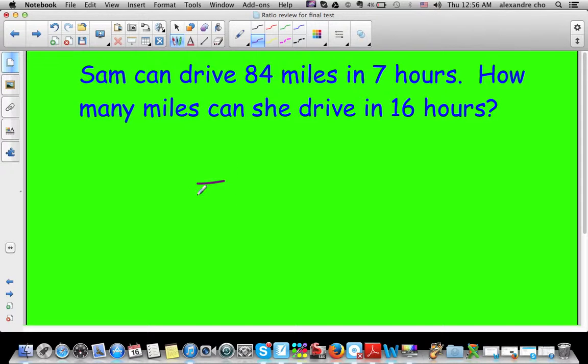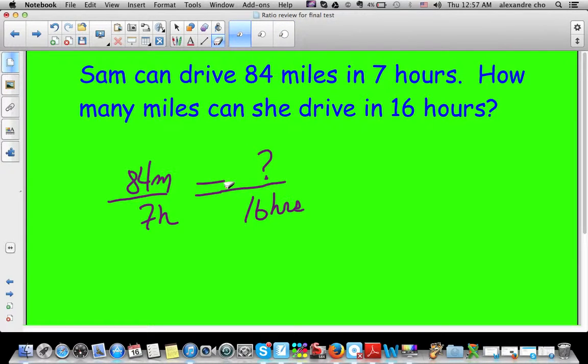All right, so you're setting this up, and you're given that she can drive 84 miles in 7 hours. And you want to know how many she can drive in 16 hours. And that's where the question mark goes. All right, as it is, I am pretty sure nobody found a relationship between 7 and 16. Nothing works with 7 and 16. I highly doubt it. Even if it's a decimal, it's not going to be a nice decimal. Yep, it's going to be a decimal that goes on forever, a non-terminating decimal. So that's not going to work.